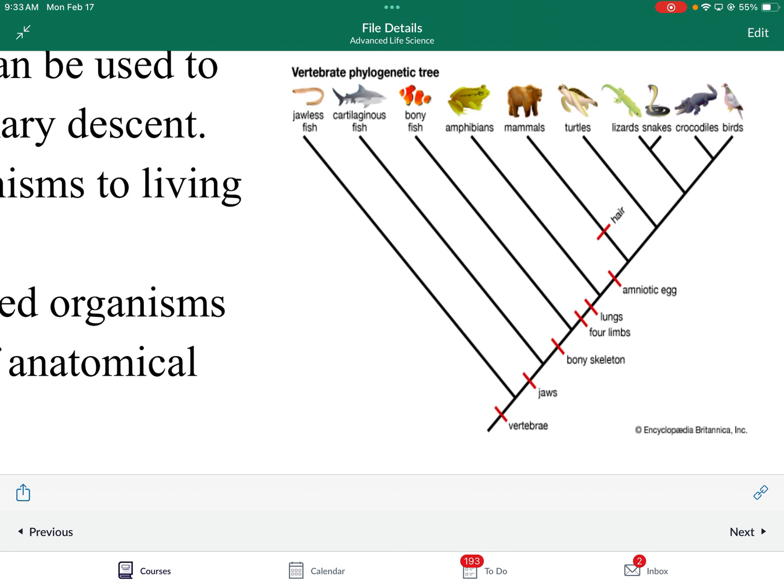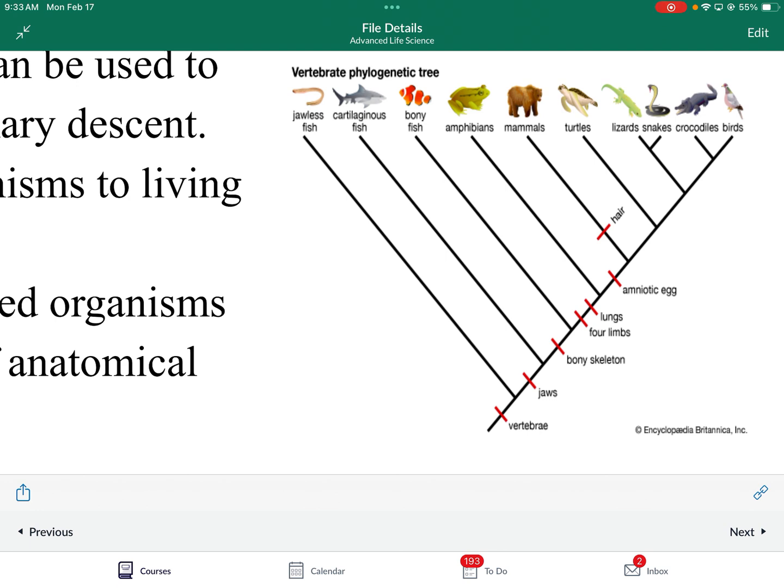And then amniotic eggs, which is one of the features that helped organisms move from sea life to land, is the amniotic egg. So being able to survive out of the water. All of these creatures have that. And then hair is unique. So do you see how this is a branch now? All of these creatures have all of these things in common, but this creature has a separate branch right here, hair. So the mammals have hair, whereas turtles, lizards, snakes, crocodiles, and birds do not.